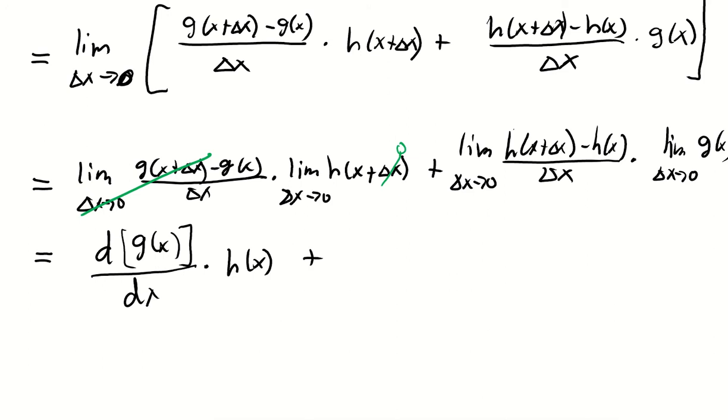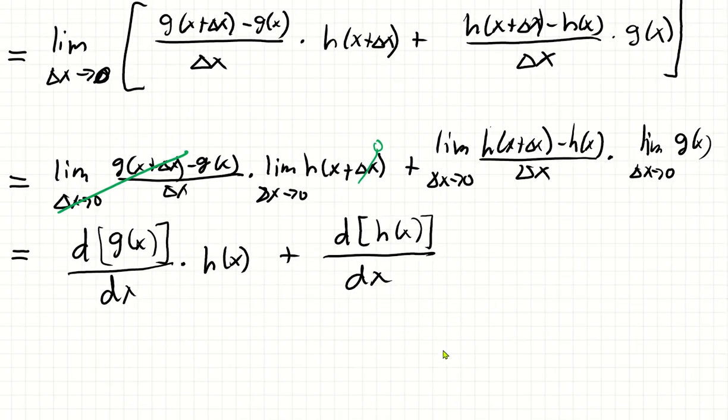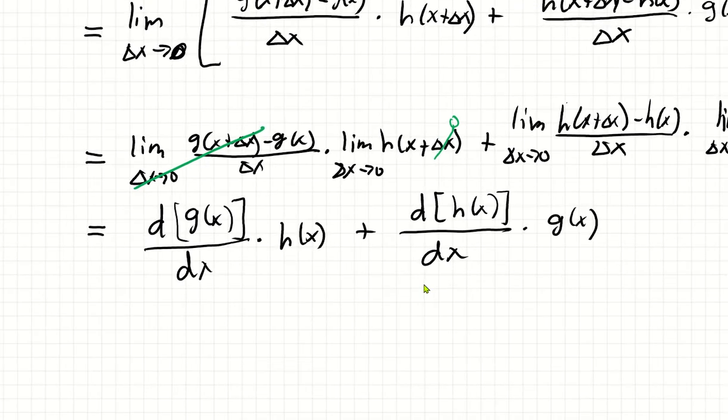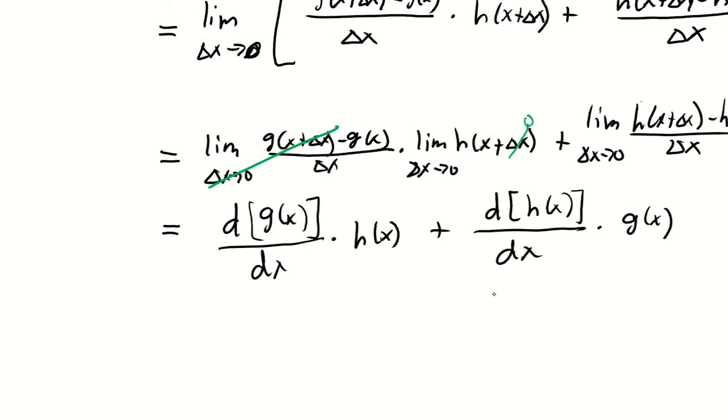Then here, again, this is the derivative of h of x with respect to x. Then the limit of g of x as delta x approaches 0. There is no delta x in the term, so it's just g of x. So now we derive the product rule. This is the derivative with respect to x of the product of g of x times h of x.